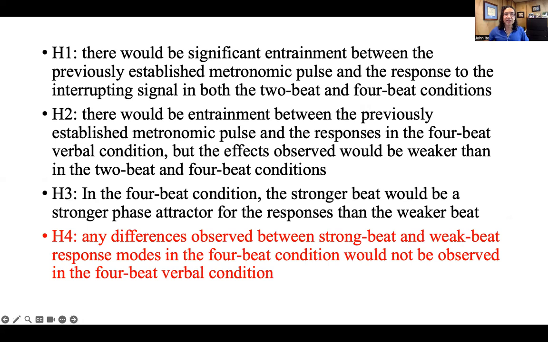And then finally, hypothesis 4, any differences observed between the strong beat and weak beat response modes in the 4-beat condition would not be observed in the 4-beat verbal condition. Well, that was kind of trivially satisfied by the fact that the 4-beat condition really didn't show any modes at all. So I look forward to taking your questions.